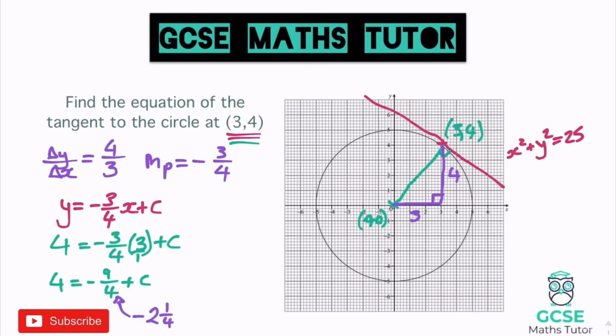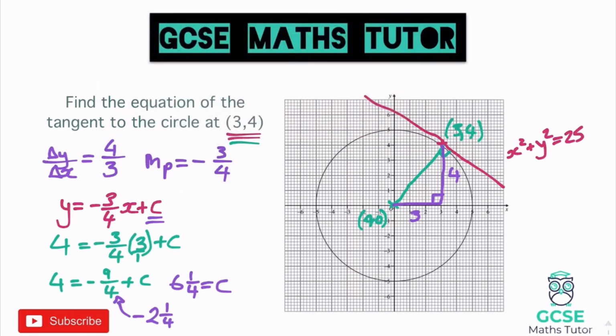Okay, 4 goes into 9 twice with the remainder 1, negative 2 1/4. So if we add 2 1/4 over to 4, we get 6 1/4. So solving that for c, we get 6 1/4 equals c. And now we can put that in place of the c at the top there in our equation.